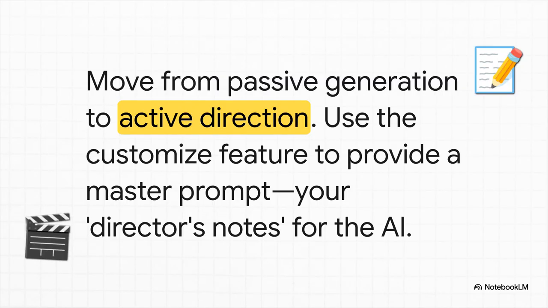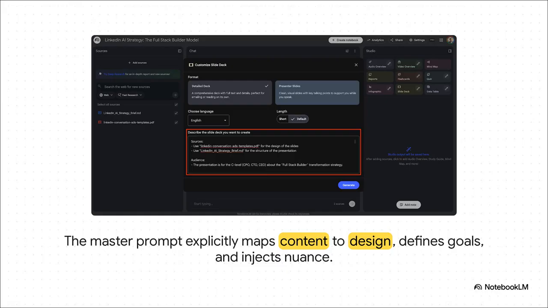Now we can move from just passive generation to active direction. Instead of just hitting generate, you're going to hit that customize icon. This is where you give the AI its director's notes. And this is the master prompt. And look how specific it is.